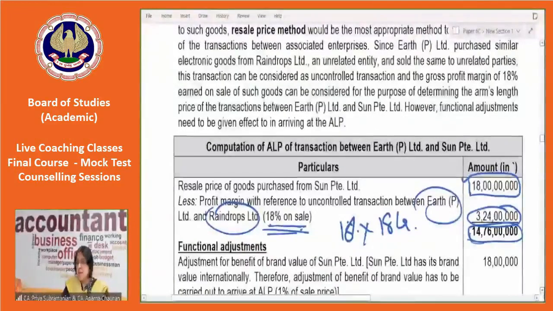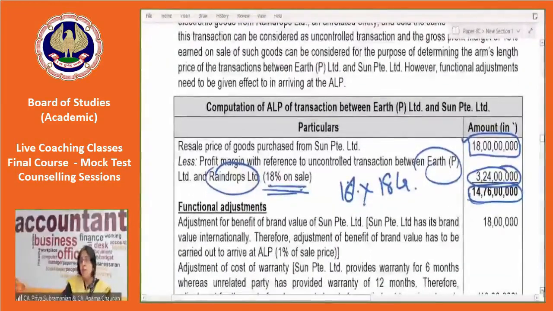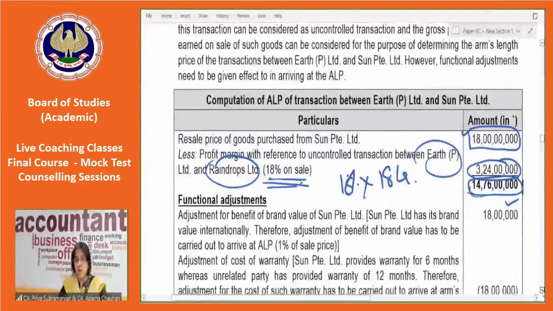So in this case, for brand value, you have to pay more. So you have to add that. It's 1% of sale price, 1% of 18 crore, which will come to 18 lakh. And for cost of warranty, Sun Private Limited provides only for 6 months. The unrelated party provides warranty for 12 months. So for that, you will have to pay less only. So the difference is 6 by 12 of 2%. 2% is the warranty cost.